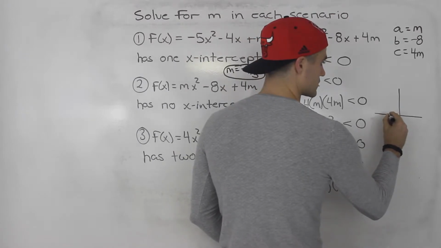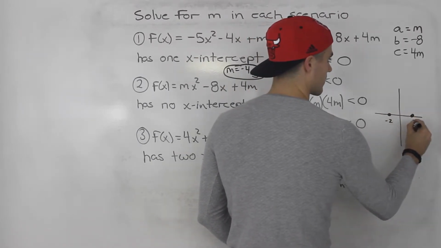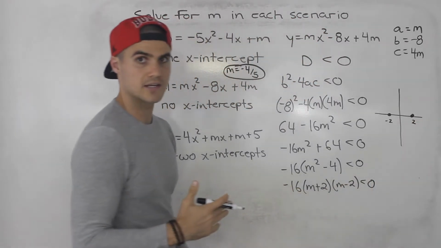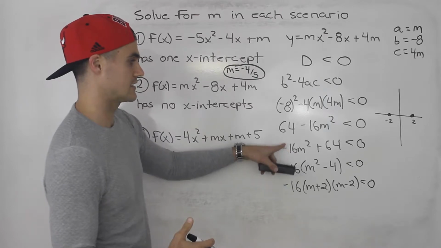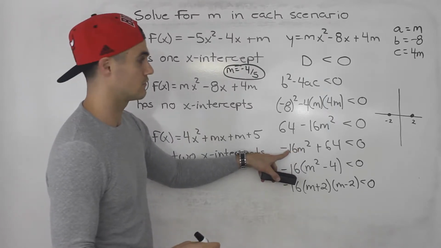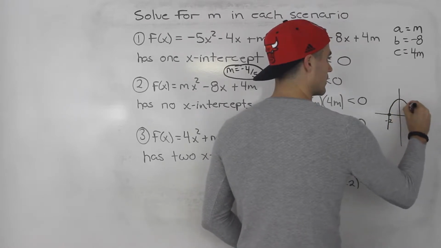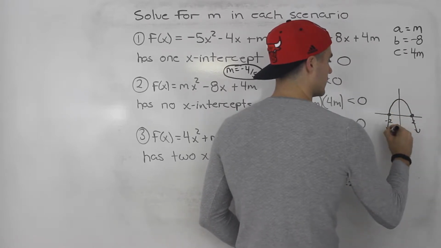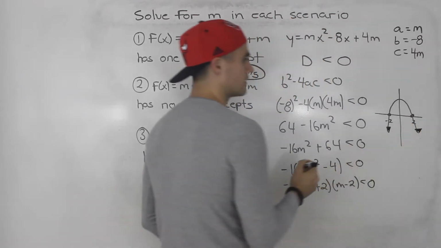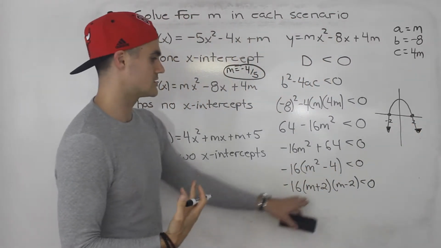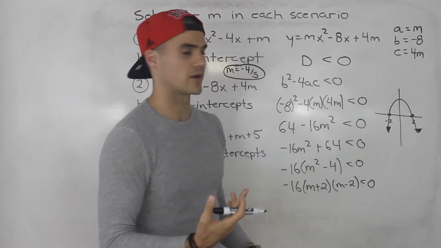So this is negative 2. This is positive 2. And we know this quadratic is going to be opening down because of that leading coefficient being negative. So it's going to look something like this. You don't have to draw it exactly to scale. You don't have to get any other points. All you have to know is the two intercepts and whether it opens up or down.